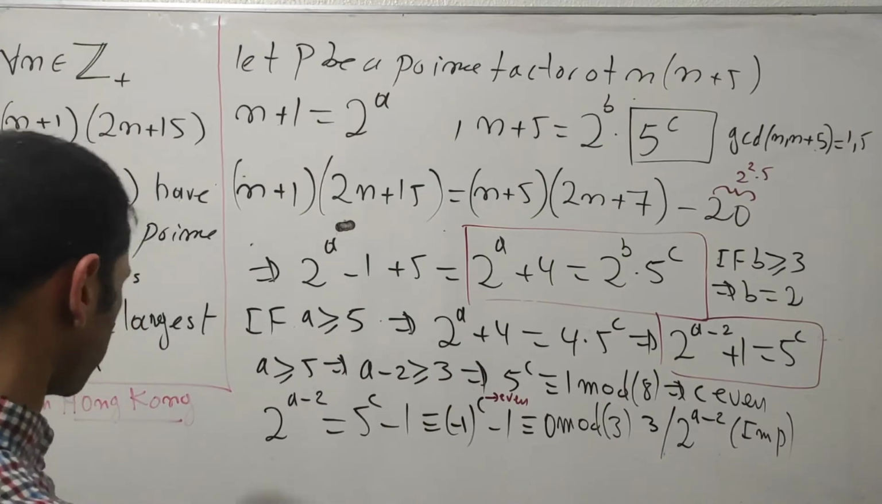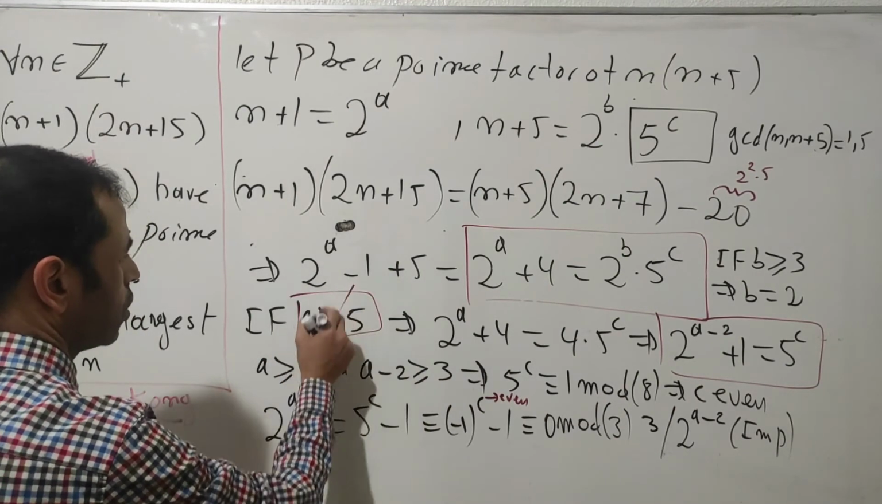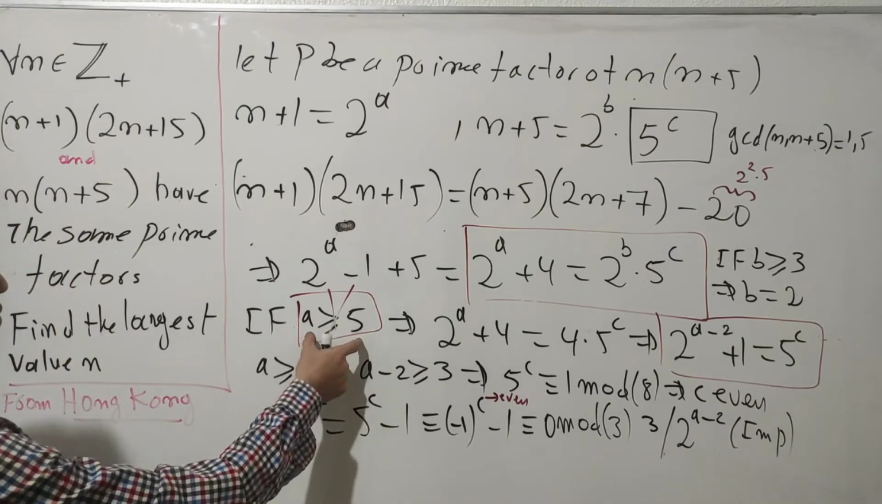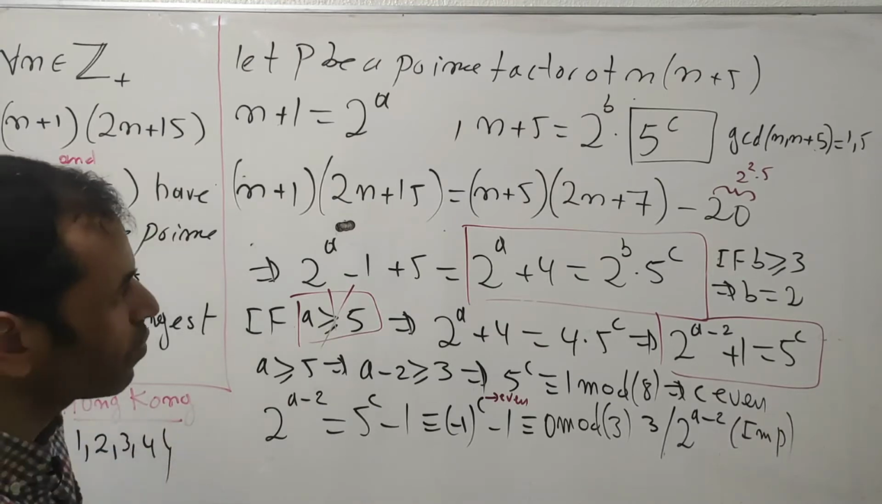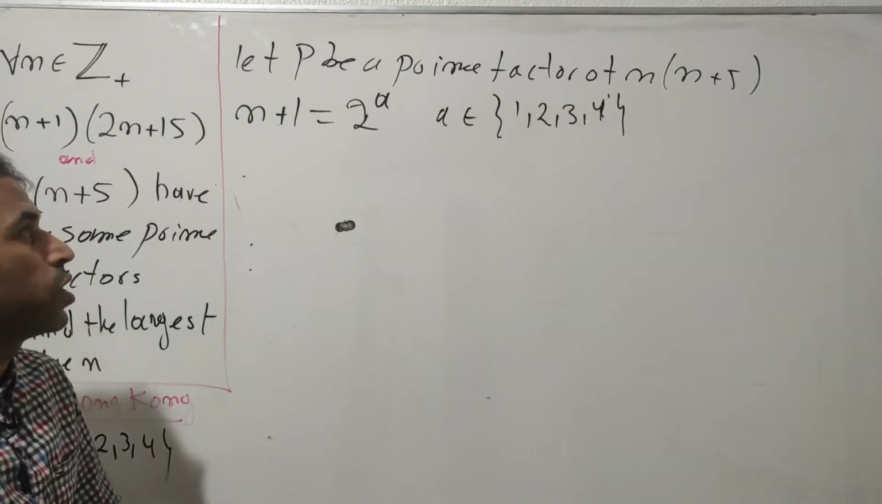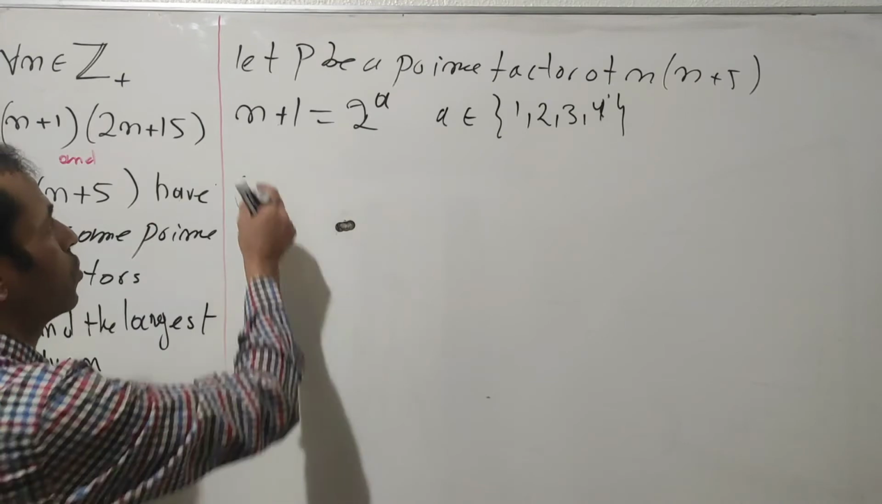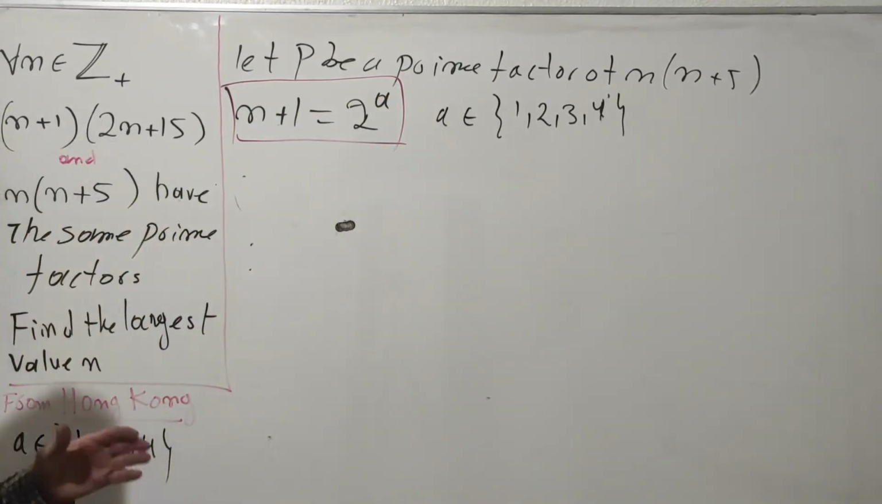If this one is impossible, which means this assumption is wrong. Because we have built our proof on this assumption, which means a is going to take the following values in this set. You get 1, 2, 3, and 4. Now let's get rid of this one and take the largest case here. Now we don't need anything else. We need just this equation and this set. Now let's go back to the question.